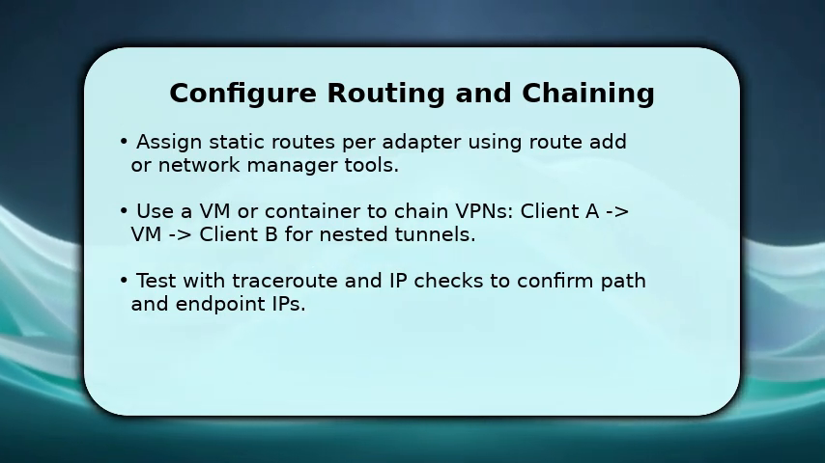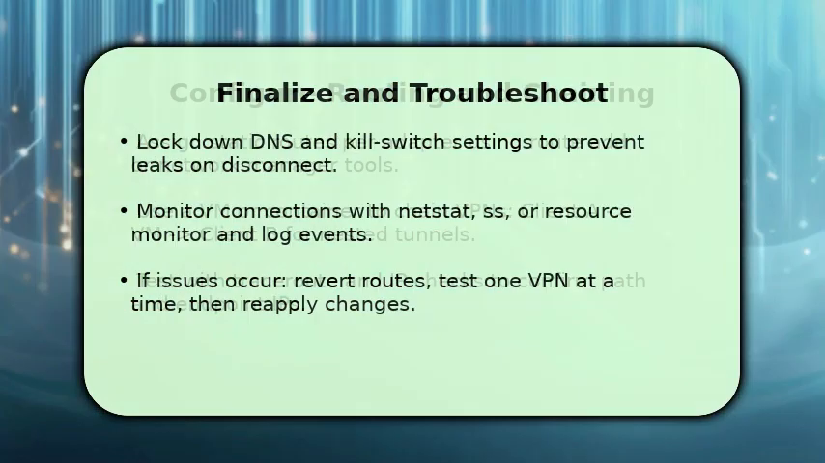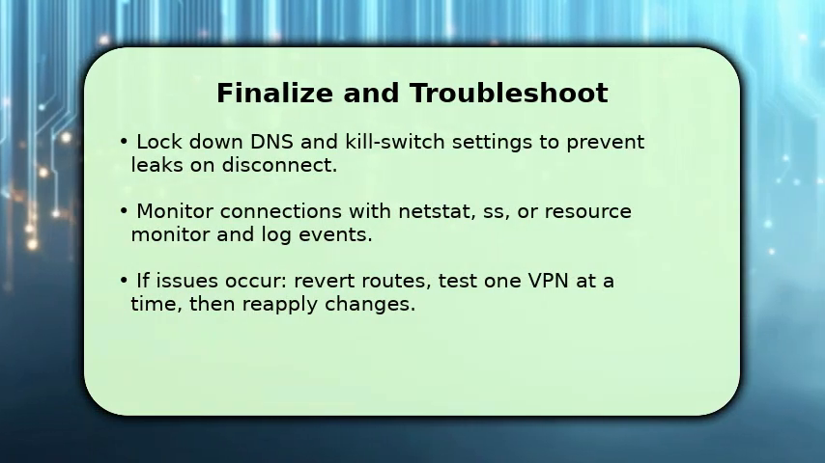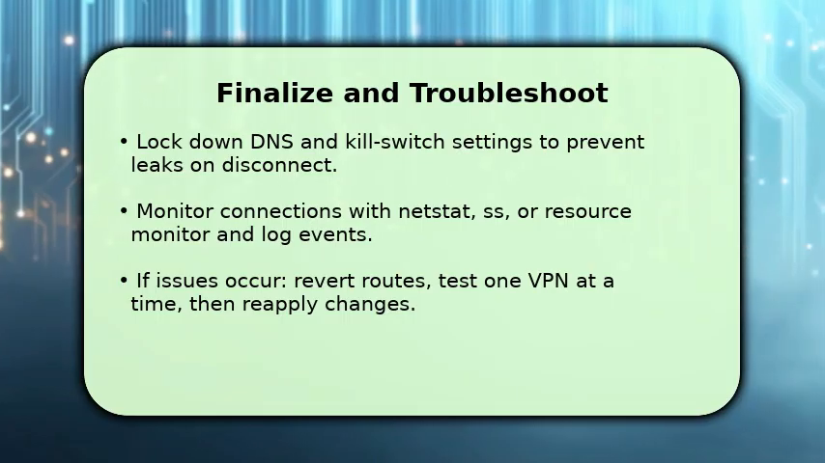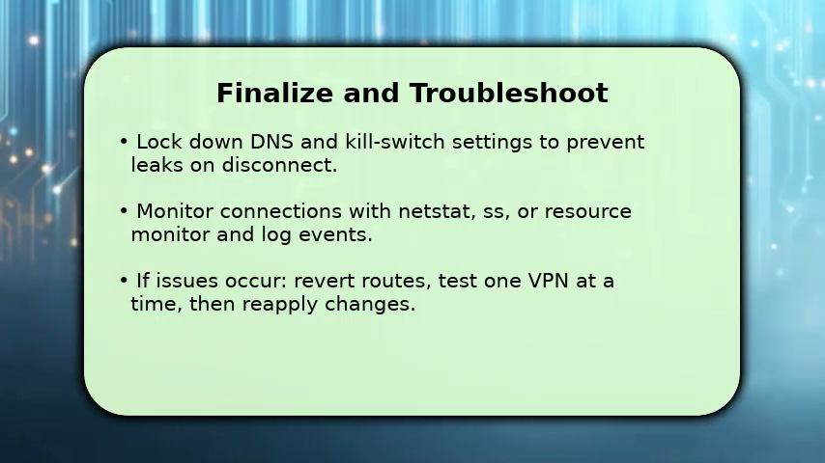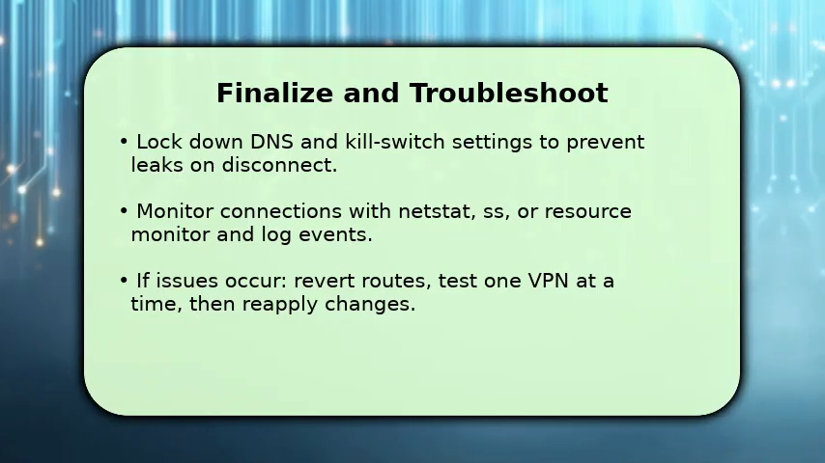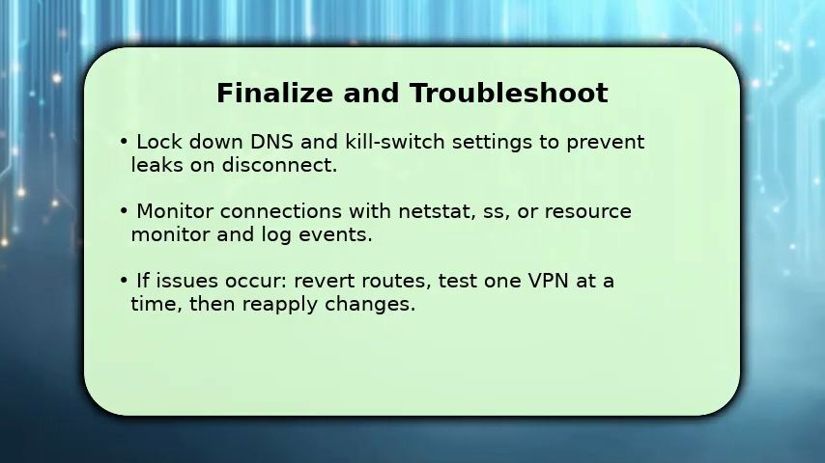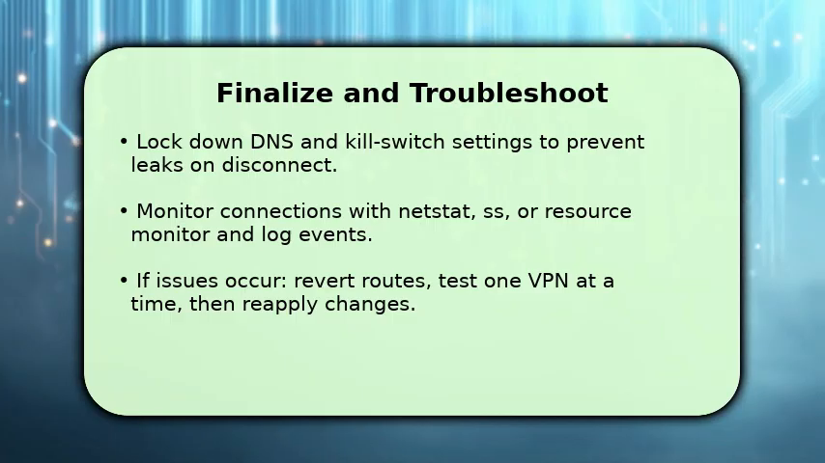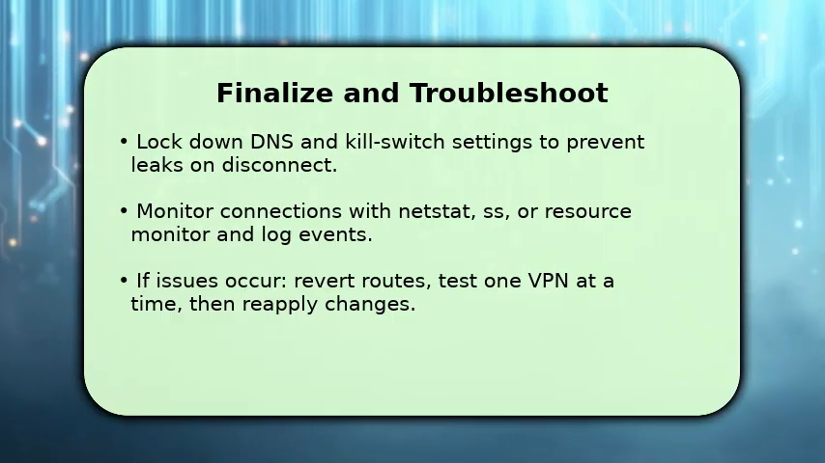To finish, enforce kill switches and DNS rules so a dropped VPN won't leak traffic. You should create persistent route entries and scripts that reapply on boot. Then run continuous tests. Access geo-restricted services, check IPs, and monitor sockets to ensure each app uses the intended VPN.